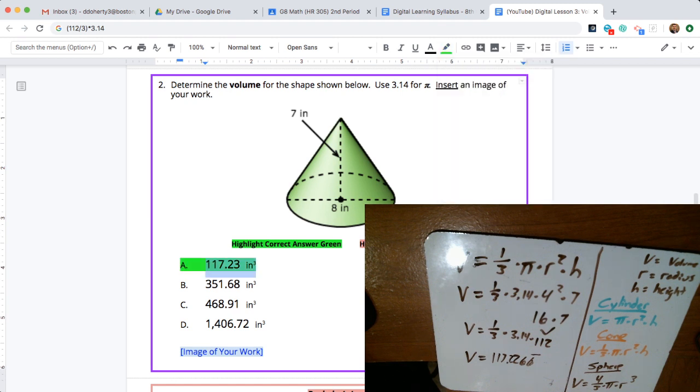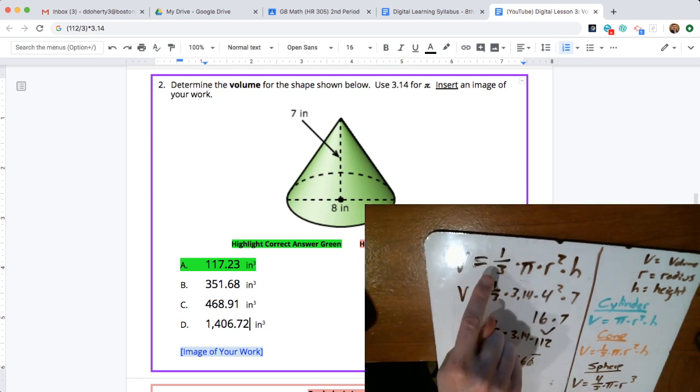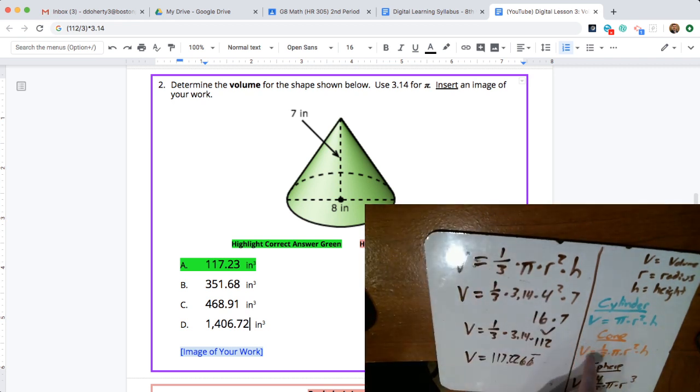If you ended up at one of these other answers, it was likely because you either used the wrong volume formula, maybe you did not identify V equals 1/3 times pi r squared h as the cone formula, or perhaps you used 8 as the radius when 8 really represented the diameter, which resulted in your volume being too large in one of these other answers. So at this point you should be moving on to the third problem.